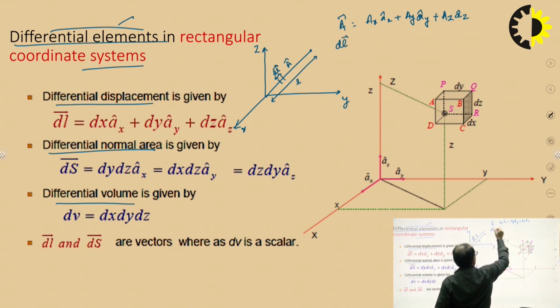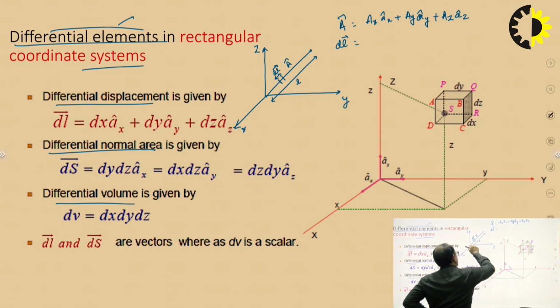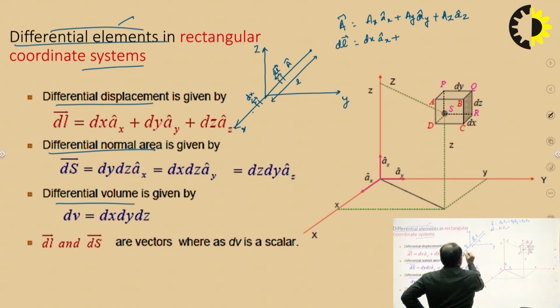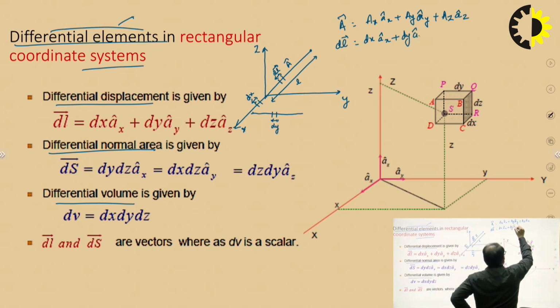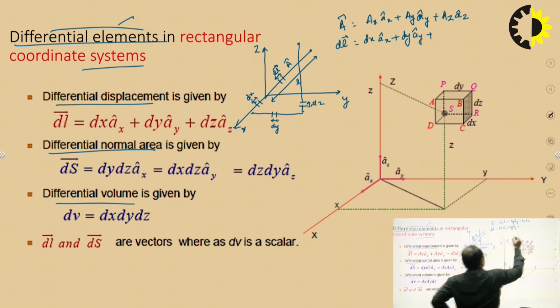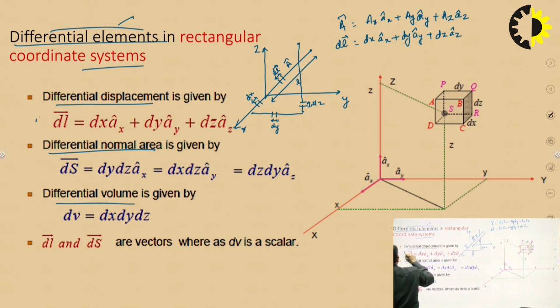This dL will be equal to what? This will be equal to Ax, meaning A in the x direction, that will be equal to dx a cap x plus, this is y, and the smallest element in this y is dy a cap y plus, if I say this is z, the smallest element in z is dz, so this is dz a cap z. Clear?